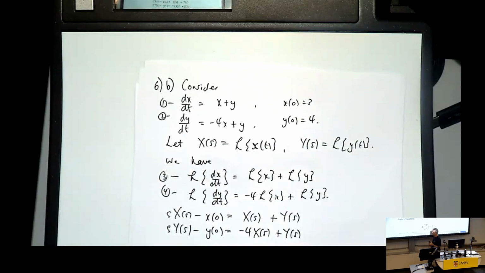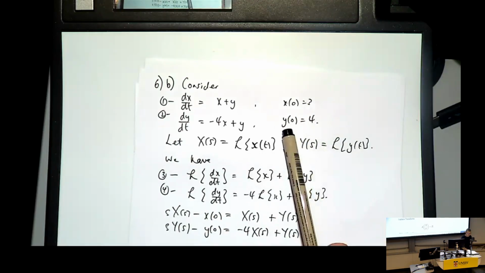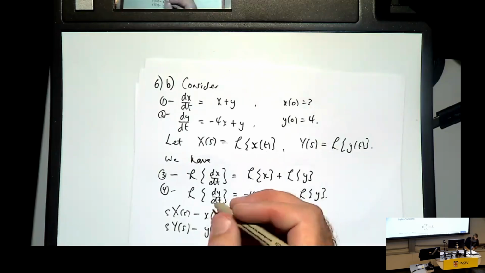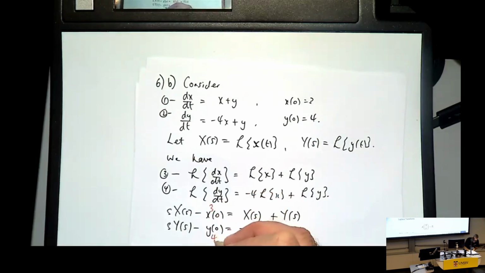Okay? So what we're trying to do here is solve for big X of s and big Y of s. And then once we've got that, we can enter it into the box, right? And the ultimate goal is to recover the original functions x of t and y of t. All right, so x of 0, that is 3. Y of 0, that is 4. So that bit's going to be 3, that bit's going to be 4.